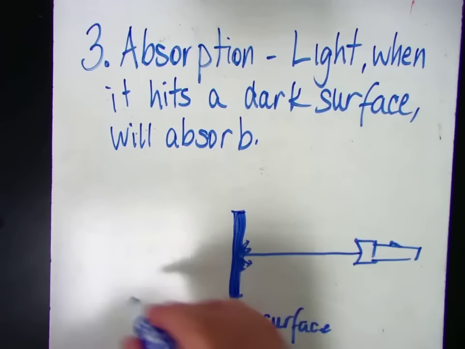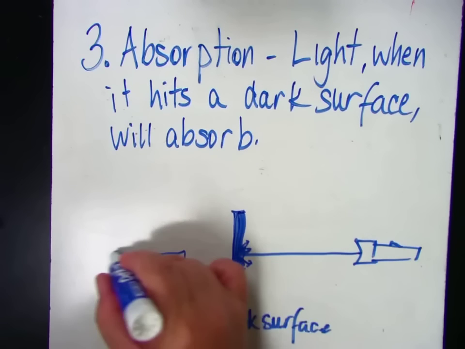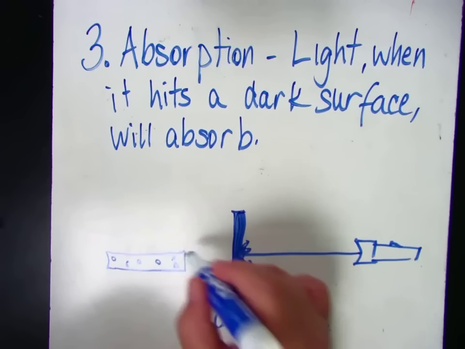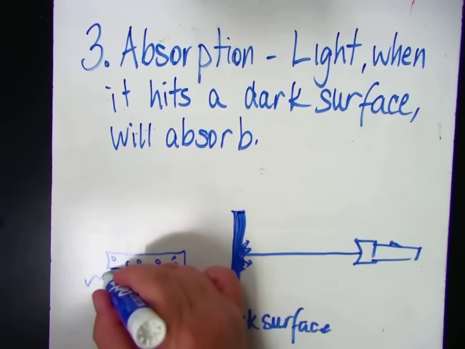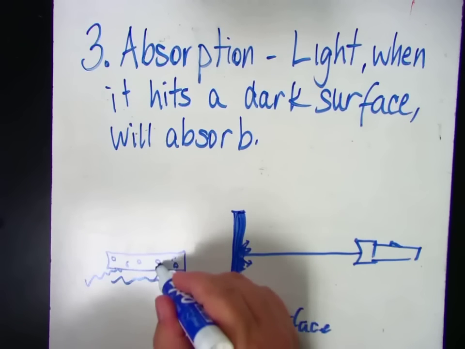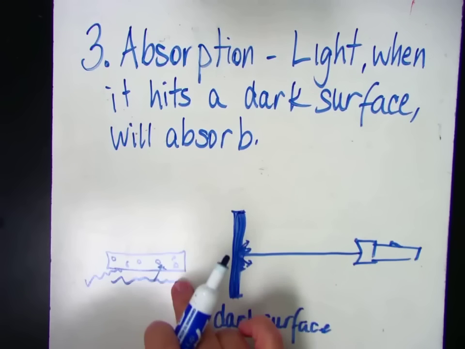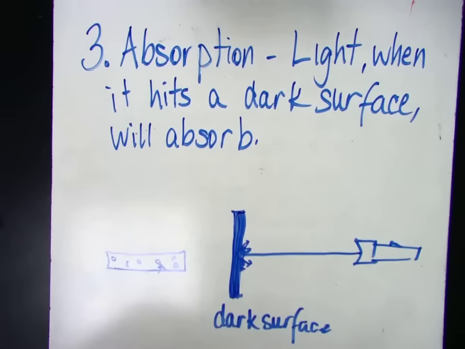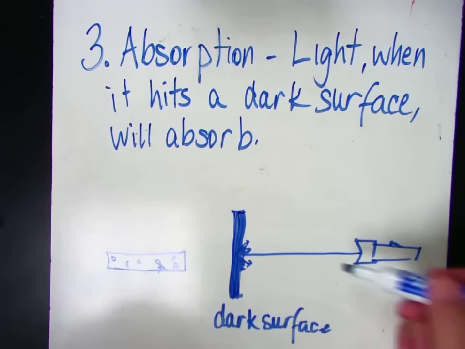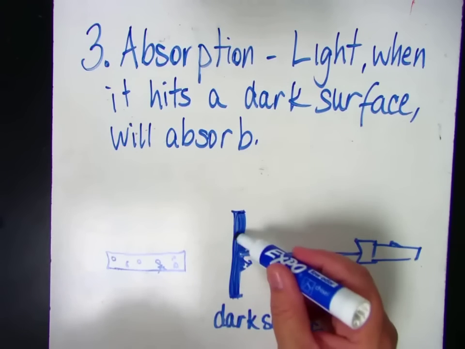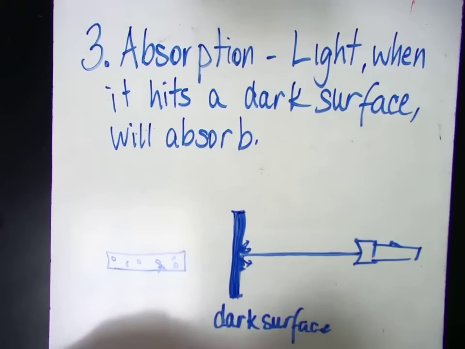And if you think about a sponge, many of you guys have sponges at home in your kitchen sink, and when you put a sponge on top of some water, what happens is the water goes into the sponge, the sponge absorbs the water, and the water does not come out. Same type of thing as with light. Light goes into the dark paper and does not come out. And that's what is called light absorption.